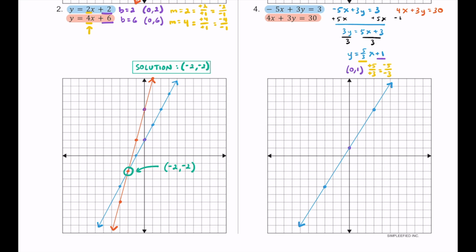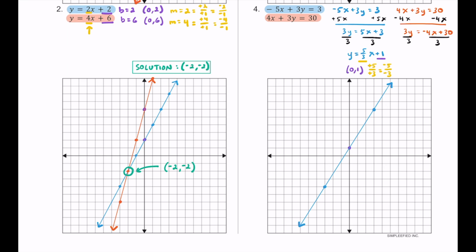Let's go ahead and subtract 4x from both sides of this equation. If we subtract 4x from both sides, then the 4x is no longer on the left side, so we're just going to have +3y is equal to -4x plus 30. If we do a little rearranging on the right side, we want it to be 1y on the left, so we can divide by 3 on both sides of this equation.